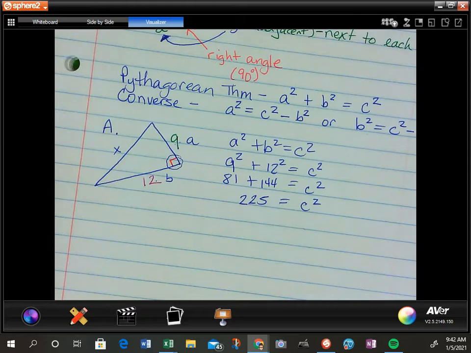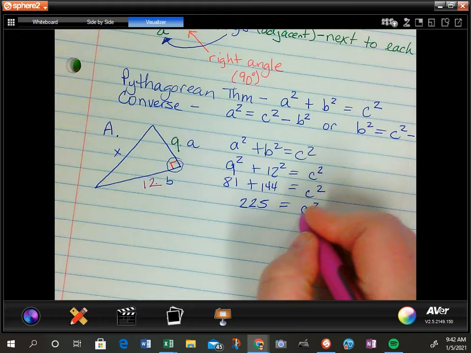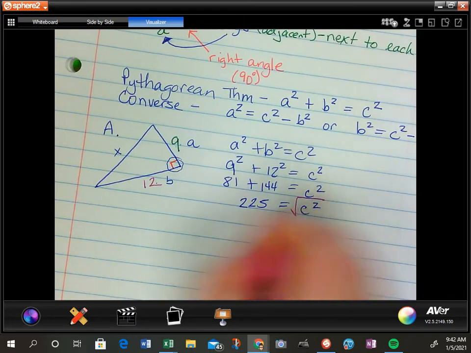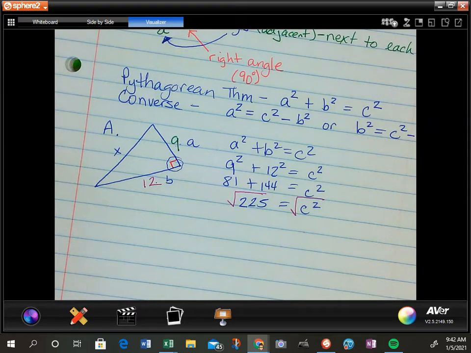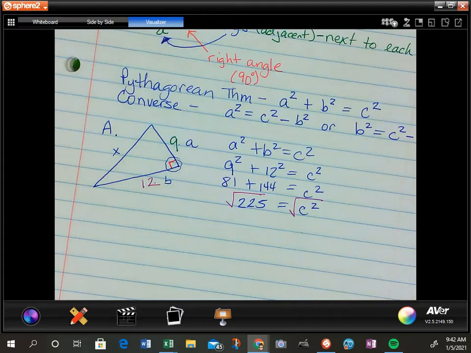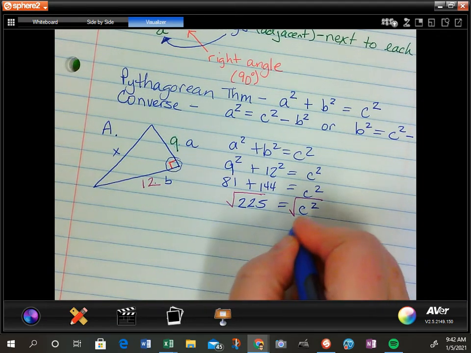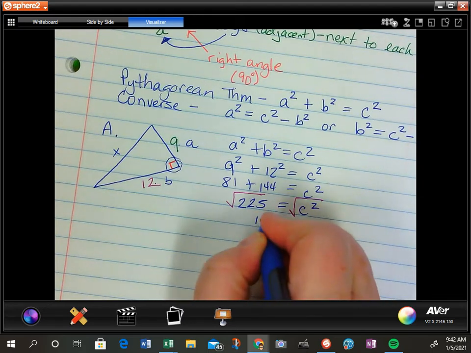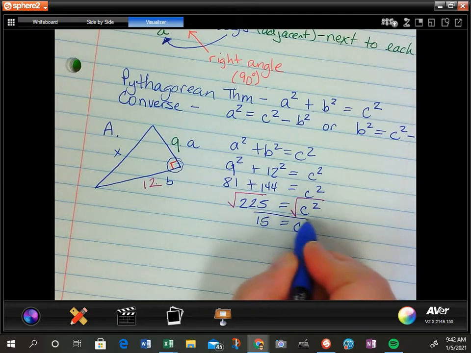No. I have to take the square root. To get rid of the square, I have to take the square root or the radical. Remember we talked about radicals in the last video. Use the radical symbol. When I do that on my calculator, if I do it on my phone and I have it set to fraction, it'll simplify for me. But I'll show you that in a little bit. So C is equal to 15. And there's my answer.